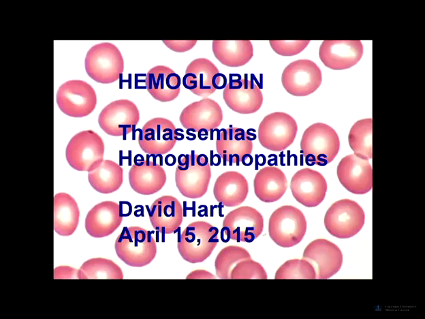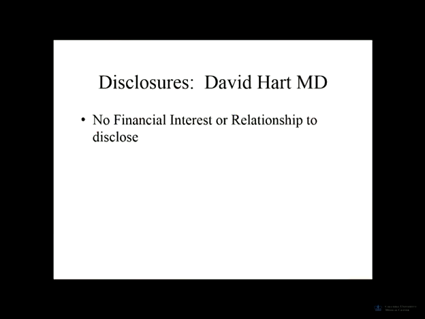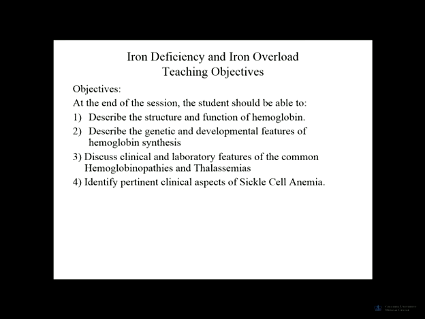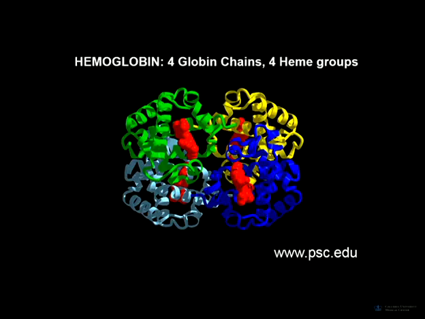Good morning. This morning I'm going to be talking about problems with hemoglobin synthesis and mutations in hemoglobin. Still no disclosures, and you can read these objectives at your leisure. But to remind you that hemoglobin is made up of 4 globin chains, and each one has an associated heme group. So there are 2 alpha globin chains and 2 beta globin chains to make this tetramer, with 1 heme group per globin chain.